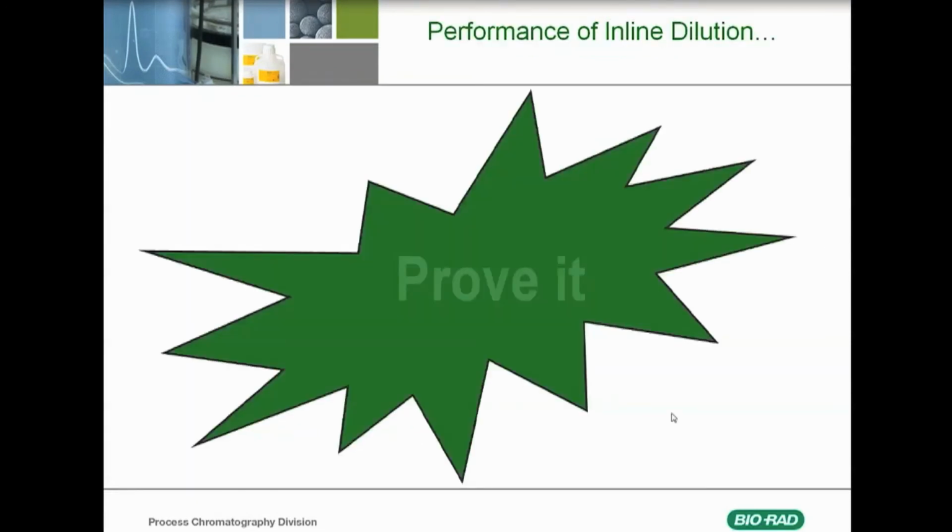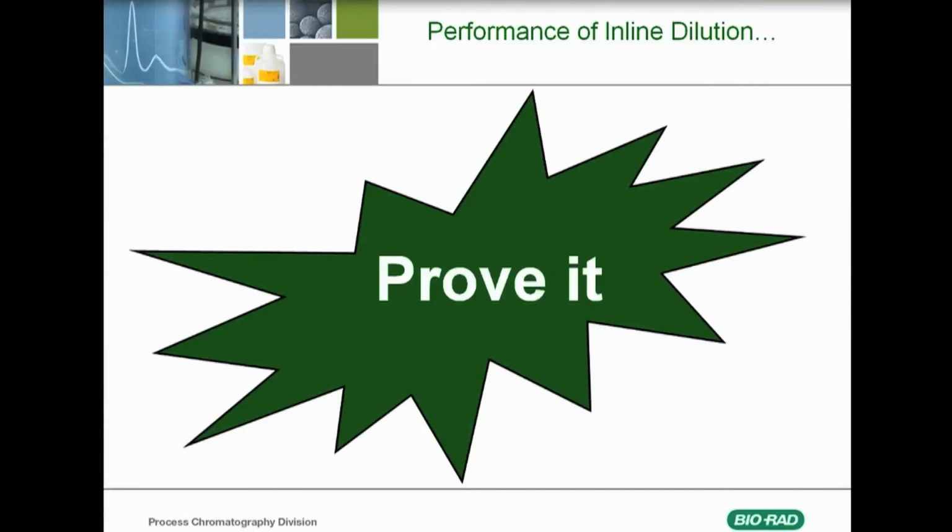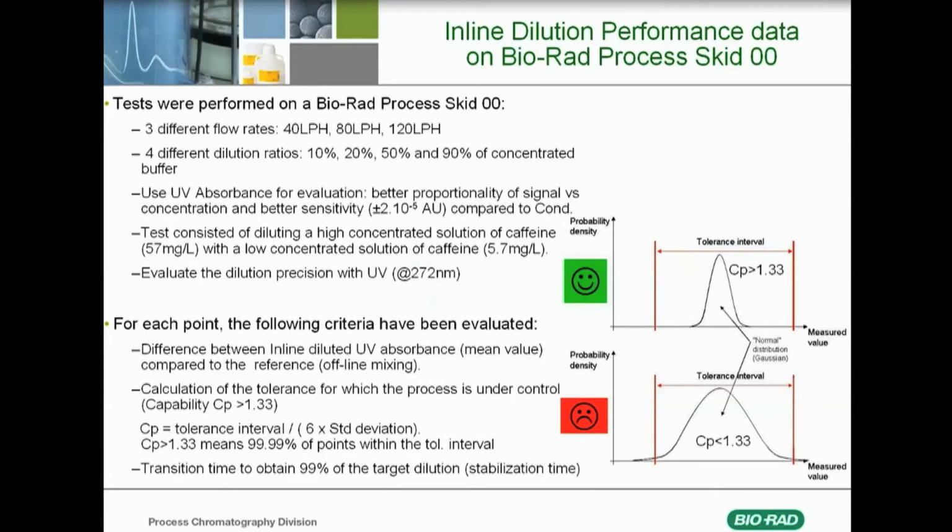So now, well, there was a lot of explanation about theory. Now let's go to practice, so as to show the performance of such a solution. For this performance evaluation, in fact, we have used here the skid size 0, which is capable to go up to 120 liters per hour. So we have used several flow rates, 40, 80, 120 liters per hour. We have used several different dilution ratios from 10% to 90% of concentrated buffer.